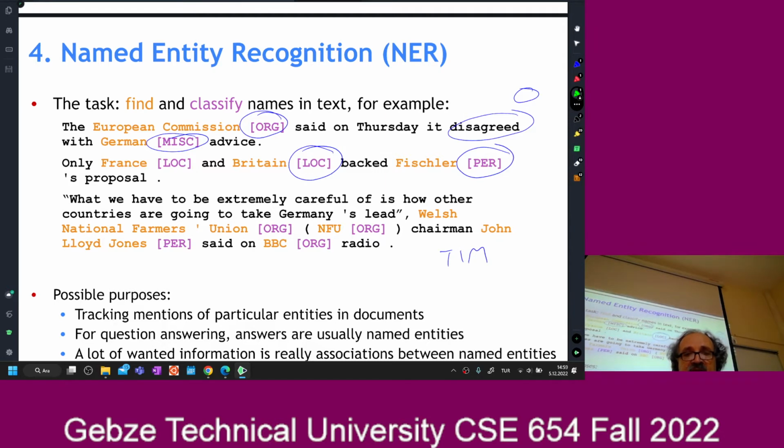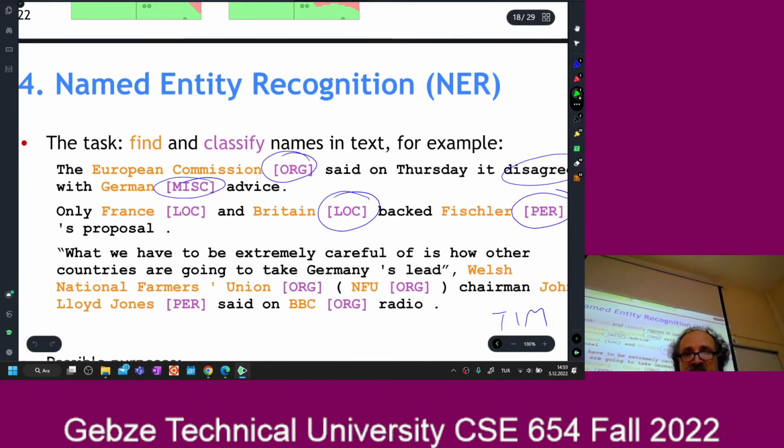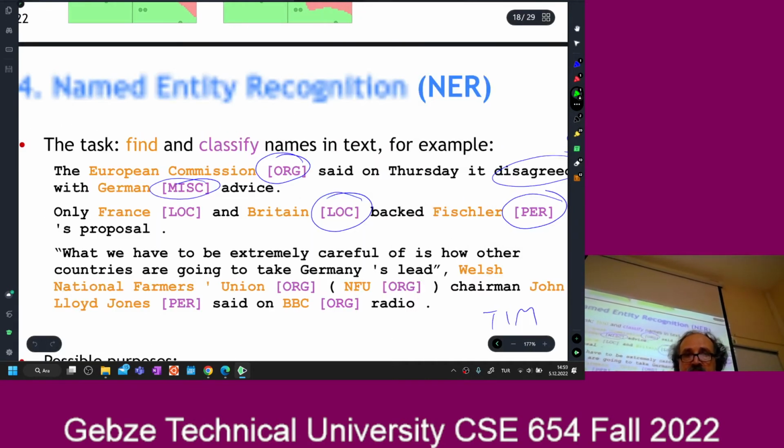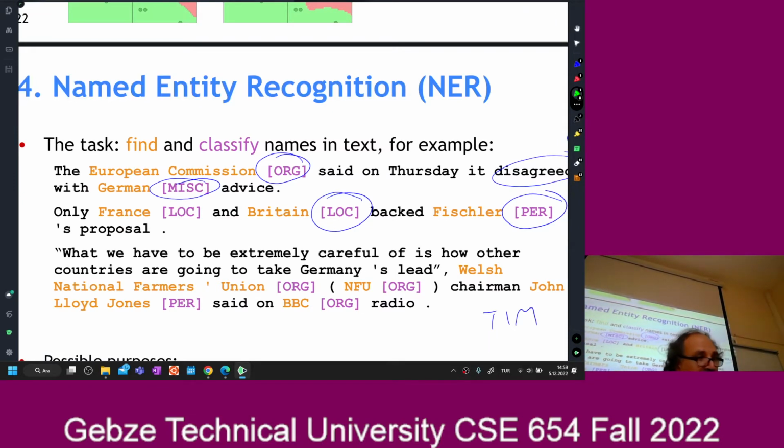Where do you think we can use this named entity recognition? Why are we doing this? Press report tracking. For companies. If I give this information to a company, what would they do? Google uses that. When you search for a name or an organization, there's Wikipedia information on the right side.